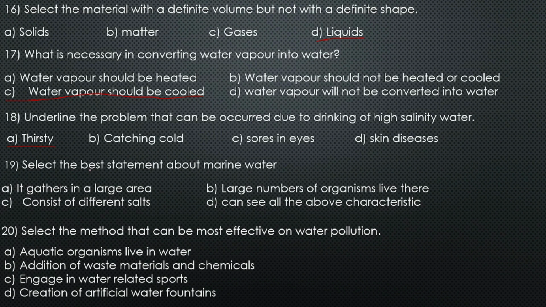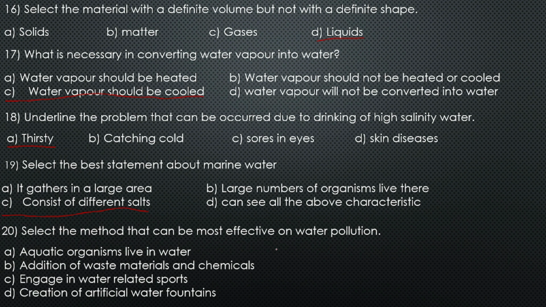19. Select the best statement about marine water. It gathers in a large area. Large numbers of organisms live there. Consists of different salts. Can see all the above characteristics. Here the answer is consist of different salts. We know already, I explained to you already, there are various types of salt, therefore consist of different salts is the answer. Last question, select the method that can be most effective on water pollution.